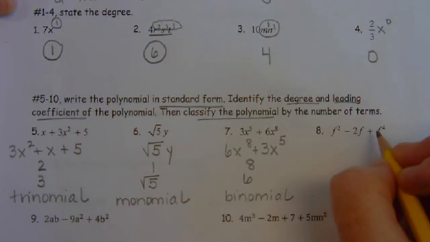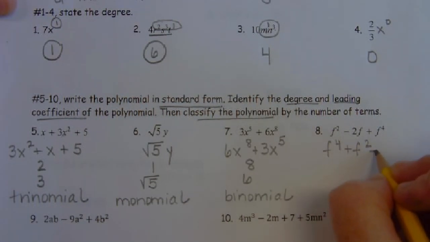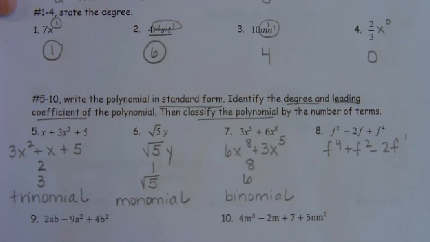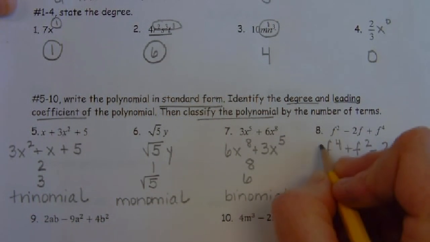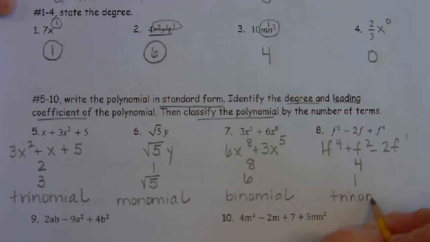In my next example, my highest power is 4. Then I have an f squared minus 2f as I work my powers all the way down. My degree is 4. If there's no number out front, it's assumed there's a 1 there, so my leading coefficient is 1. He has 3 terms, so he is a trinomial.